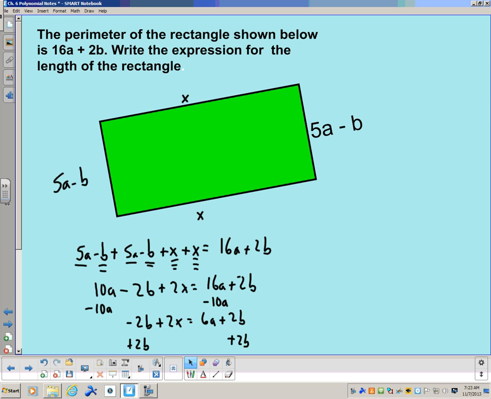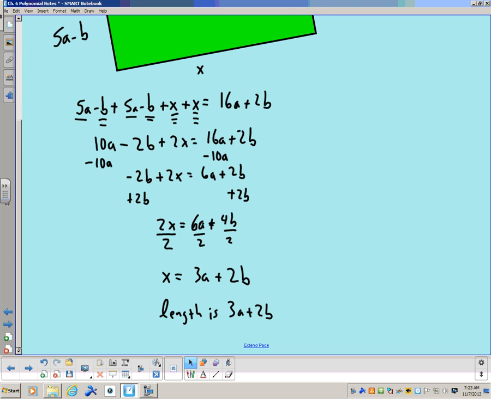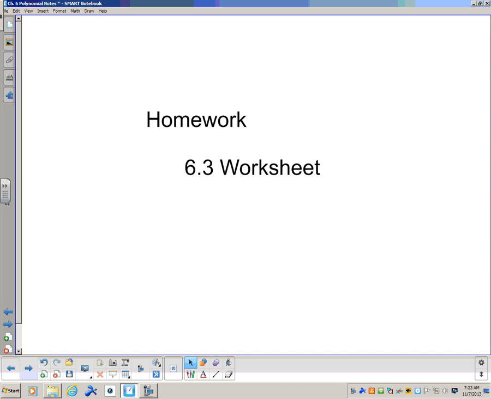And so there we just found the expression for the length of the rectangle. So 3a plus 2b. So now we're going to finish working on that 6.3 worksheet. So continue working on that.